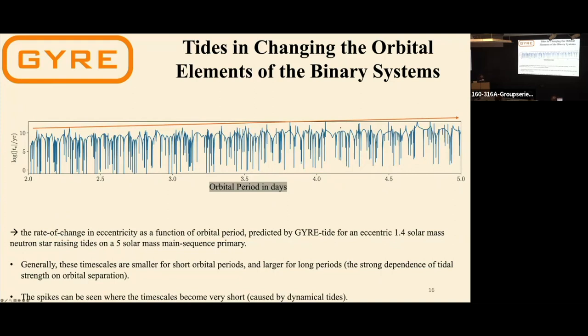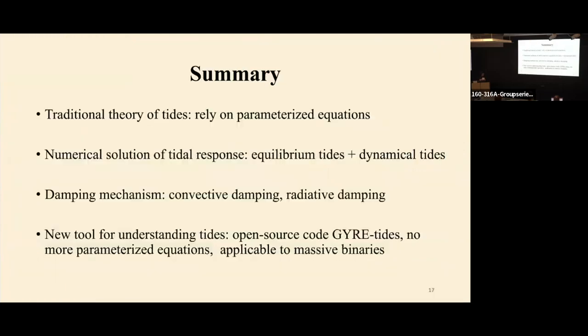We also observe this dense forest of peaks and spikes. This is all caused by resonances of the star's internal gravity waves, so that's the response of the dynamical tides. All right, I would like to leave my summary slide here and take questions about tides or the code. Thank you.